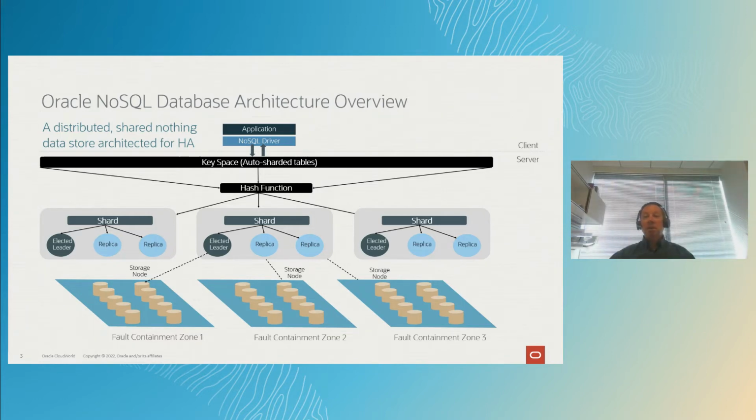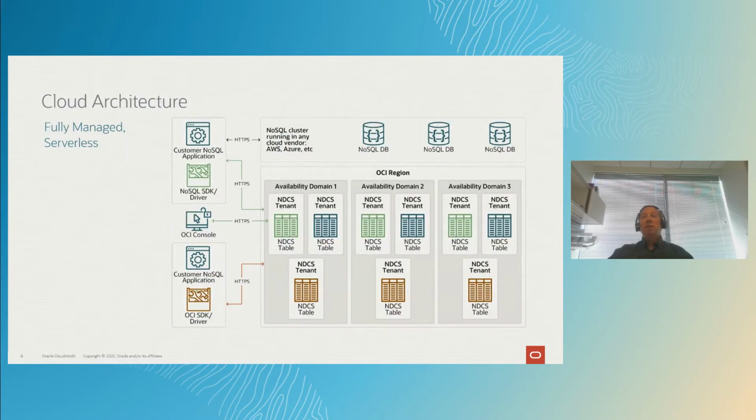And depending upon their capacity, a given storage node will host one or more replication nodes. And if more than one, those replication nodes will be from different shards. And this helps to protect the HA characteristics. For the cloud, we use bare metal dense IO shapes, and those use locally attached NVMe based SSDs.